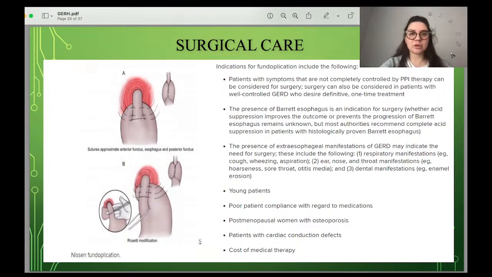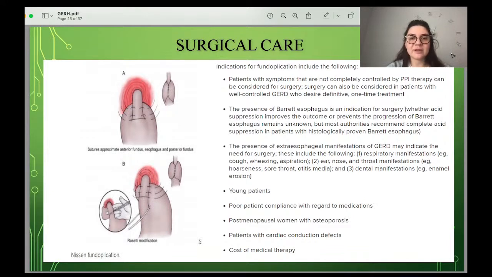Indications for it include the following: patients with symptoms that are not completely controlled by PPI therapy can be considered for surgery. Surgery can also be considered in patients with well-controlled GERD who desire definitive one-time treatment. Whether the presence of Barrett esophagus is an indication for surgery, and whether acid suppression improves the outcome or prevents the progression of Barrett esophagus, remains unknown.